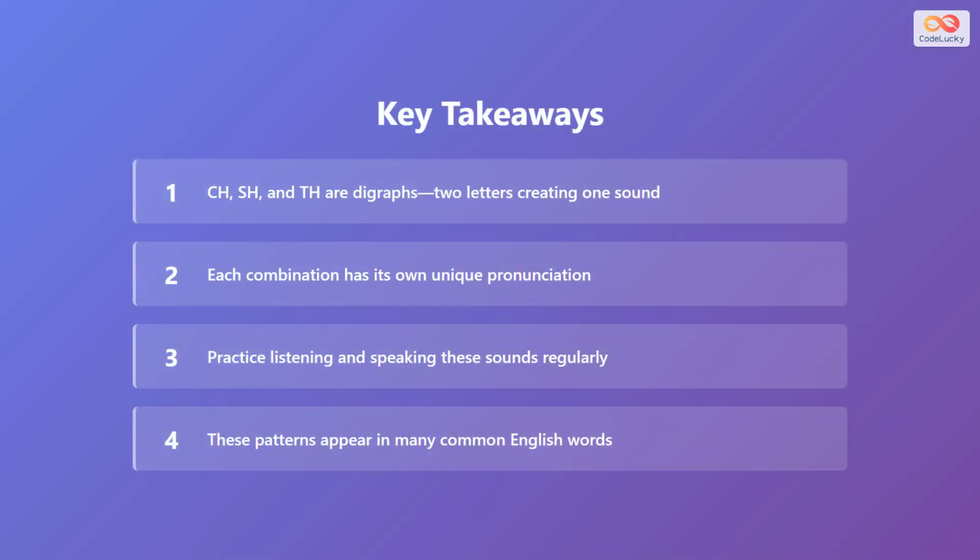Here are 4 important points to remember. First, CH, SH, and TH are digraphs, meaning two letters create one sound. Second, each combination has its own unique pronunciation that is different from the others. Third, you should practice listening and speaking these sounds regularly to improve your pronunciation. And fourth, these patterns appear in many common English words that you will use every day.